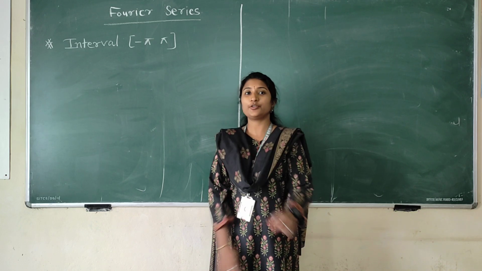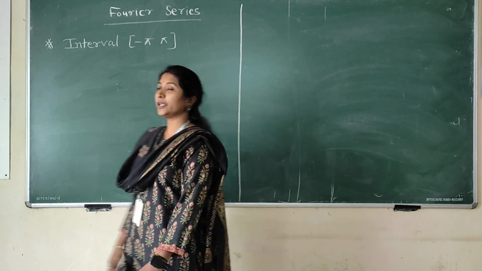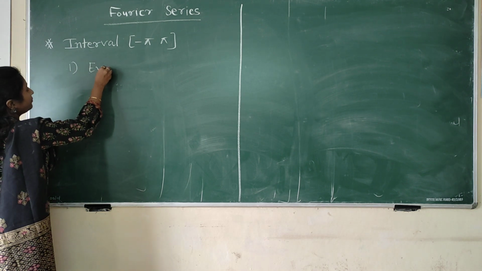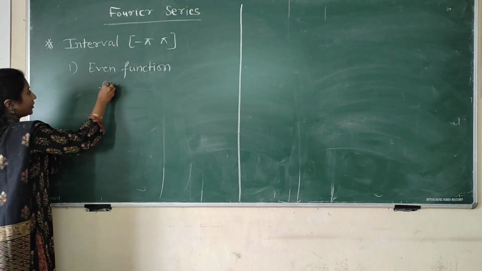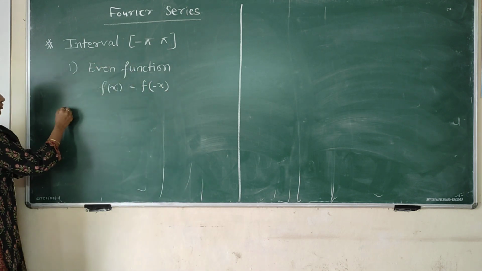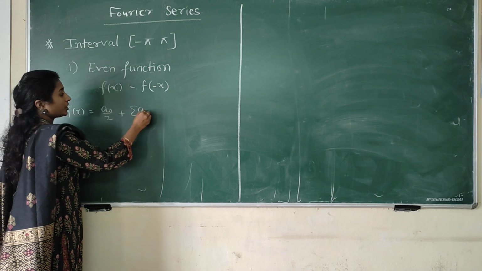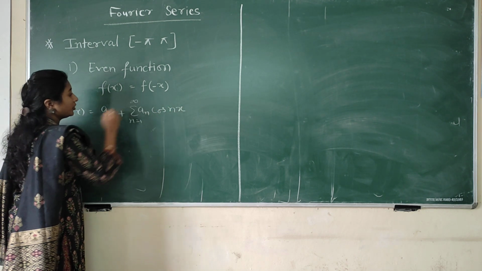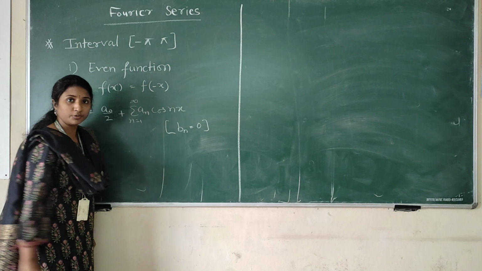Hello students, today we are going to study Fourier series for the interval minus pi to pi. In the minus pi to pi case we are taking two types of functions. First, the even function, f of x is equal to f of minus x. Then the Fourier series is a naught by 2 plus summation an cos nx, n is equal to 1 to infinity. In this case, the value of bn is equal to 0.